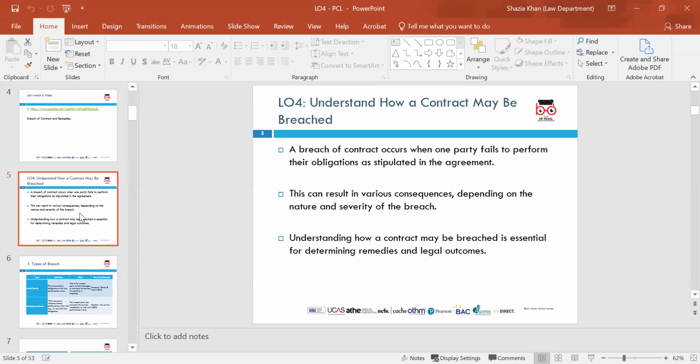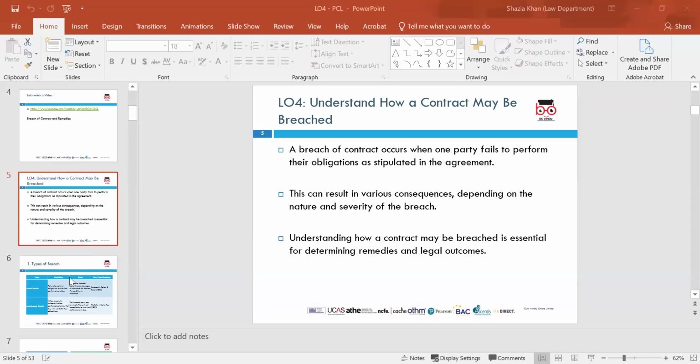Understand how a contract may be breached. In the UK, a contract is breached when one party fails to fulfil their agreed obligations without a valid reason, which can include not performing actions outlined in the contract, not meeting deadlines, or delivering substandard goods or services, potentially leading to legal action and the element of the contract being breached.